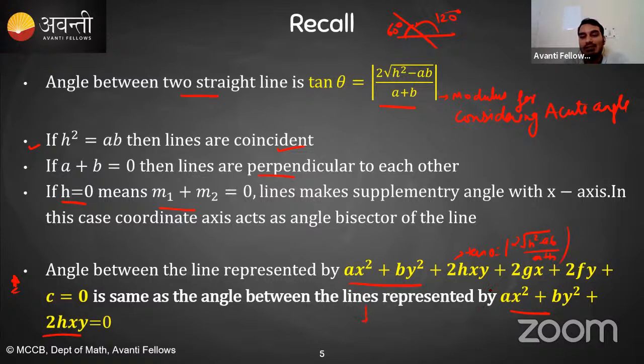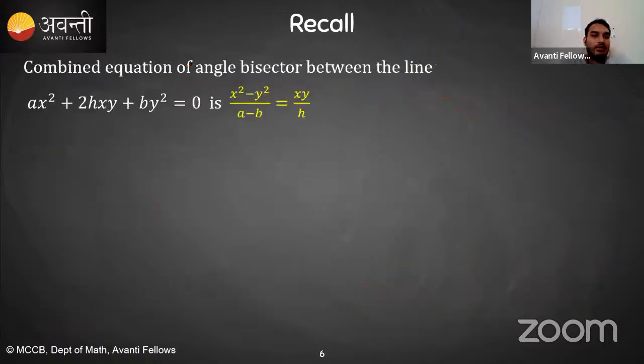Okay, so we just need a, b, and h. That's it. Clear? So far clear? Okay. After that, we talk about the equation of the angle bisector between the lines. Let's say the combined equation of the lines passing through the origin is given, then the combined equation of the angle bisector is (x square minus y square) upon (a minus b) is equal to xy upon h.